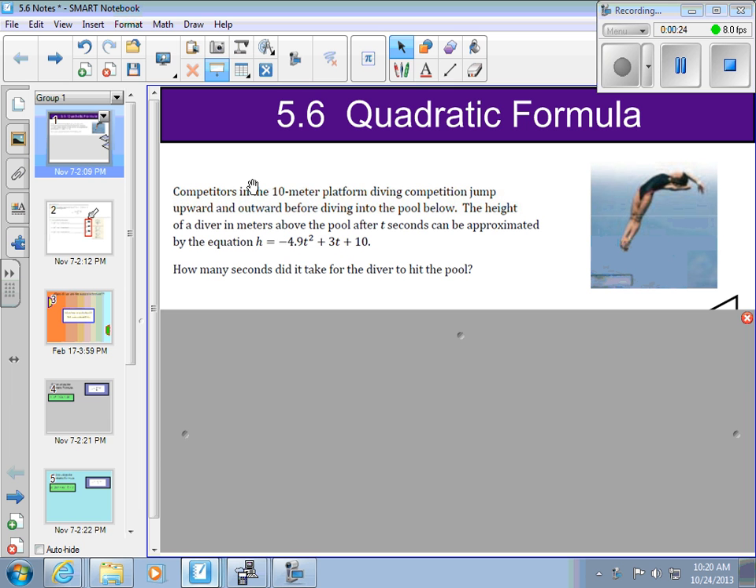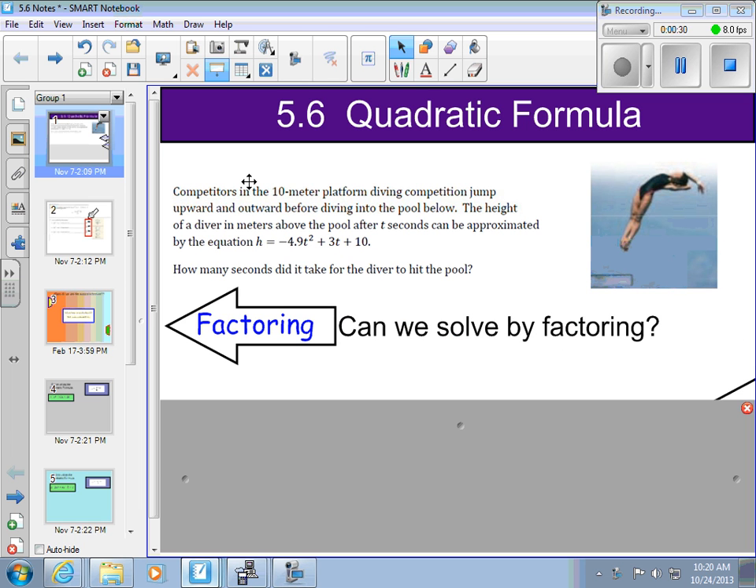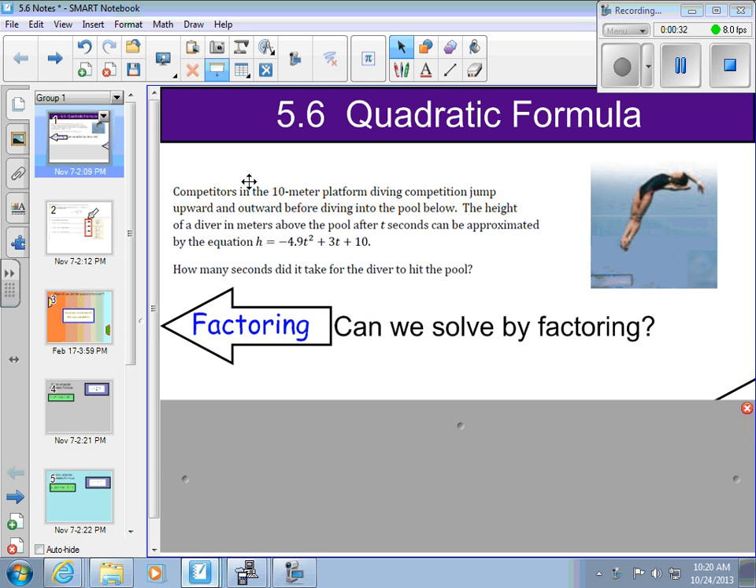All right, so we've looked at some ways to solve these types. One way we could look at would be to do factoring. Could we factor or solve this by factoring? Well, if you look at the numbers over here, we do have a number in front, so we'd have to multiply it with this one. If you multiply those together, you get negative 49. So we'd have to figure out something that multiplies to negative 49 and adds to 3.